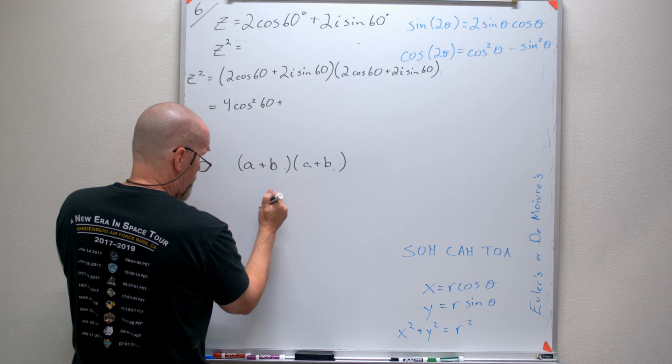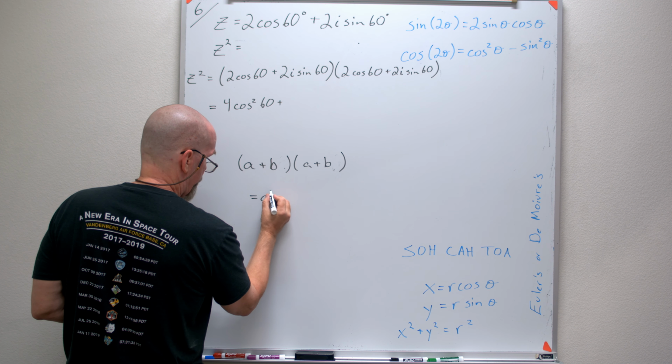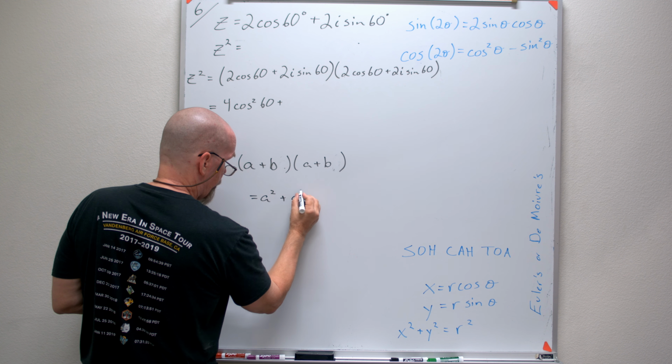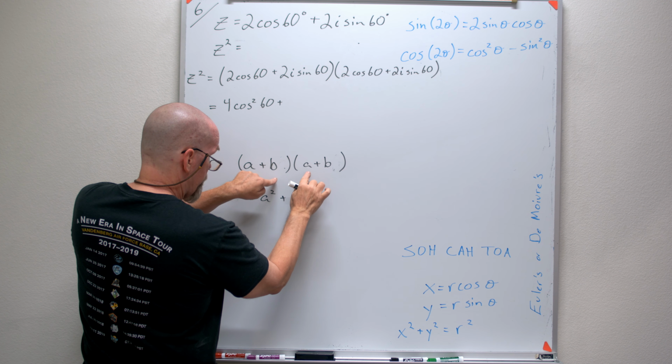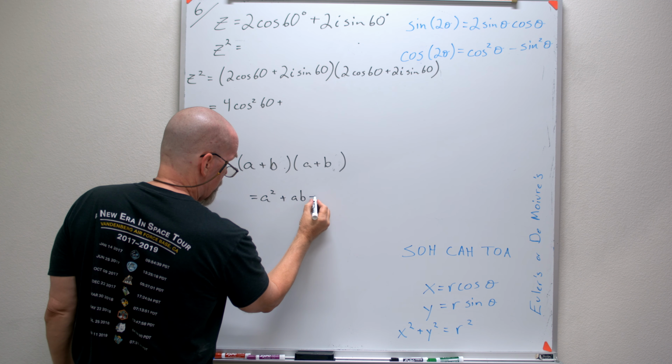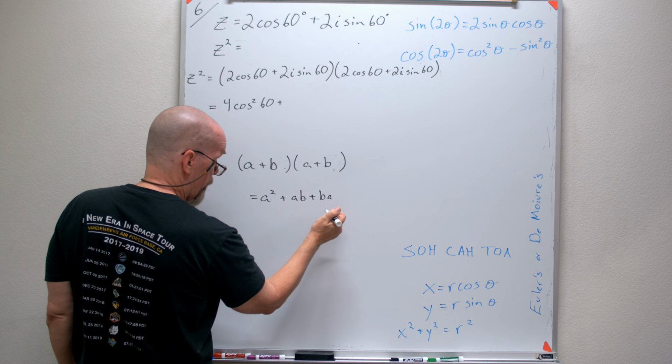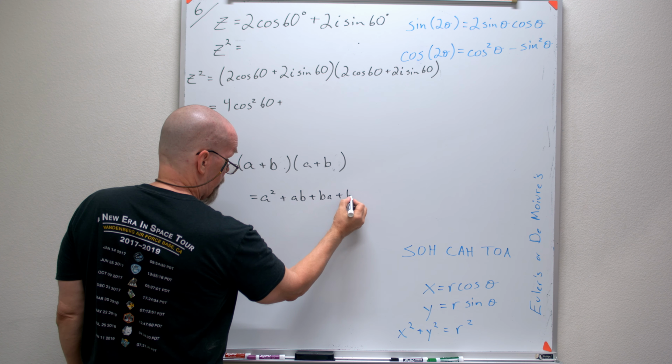If I do this, first times first gives me an A squared. Outers give me an A times a B. Inners also give me an A times a B. They're written backwards, B times A, but we have a commutative property for multiplication, so I can swap those around and make it an AB. Last times last gives me this.